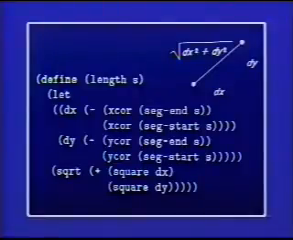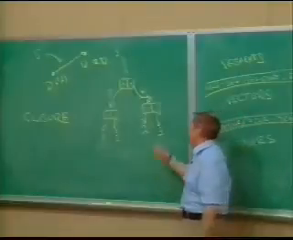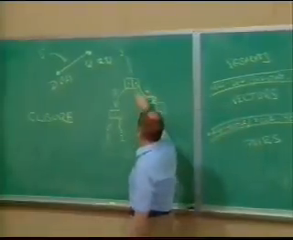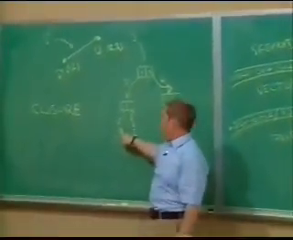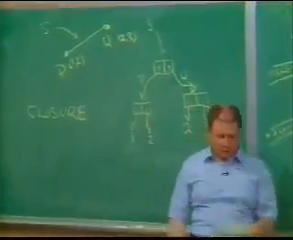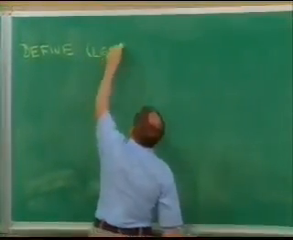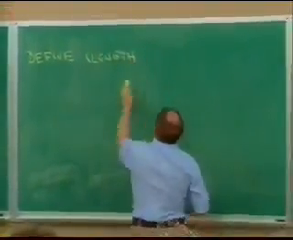I could perfectly well, just like the rational numbers I did before, say that a segment really is a pair of pairs. And the x-coordinate of the first endpoint of the segment really is, what is it? It's the car of the segment. So I could perfectly well go and redefine length. I could say define the length of some segment S.